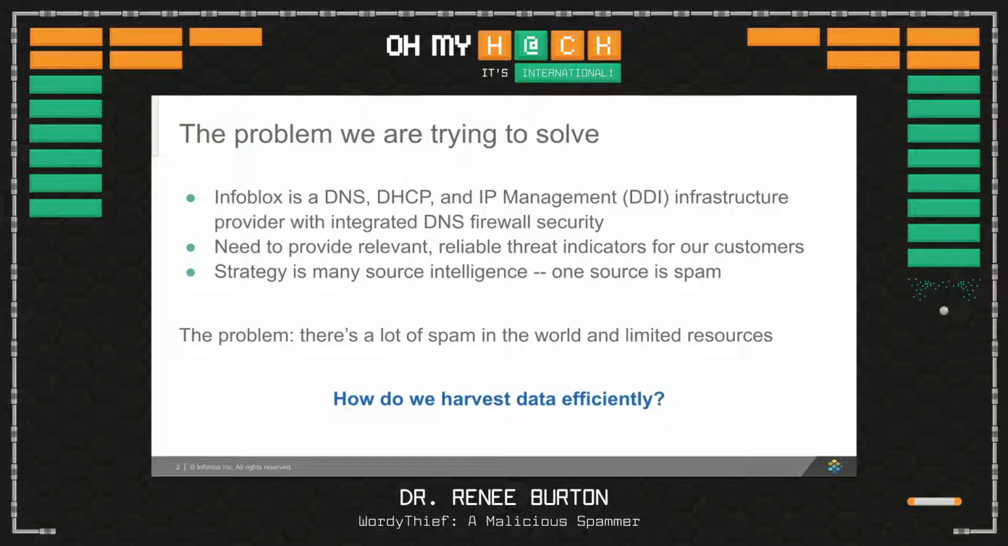The problem is there's a lot of spam in the world and everyone has a limited number of resources. So the question becomes, how can I harvest the data within spam? First, figure out which ones are interesting, which ones are malicious, and then extract the relevant elements in order to add to our security products. How do we do this efficiently given a limited amount of human resources to look at data?